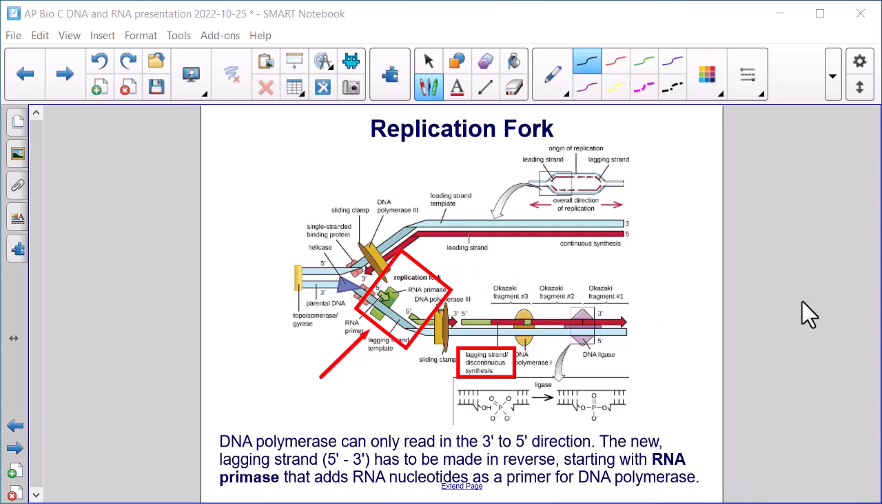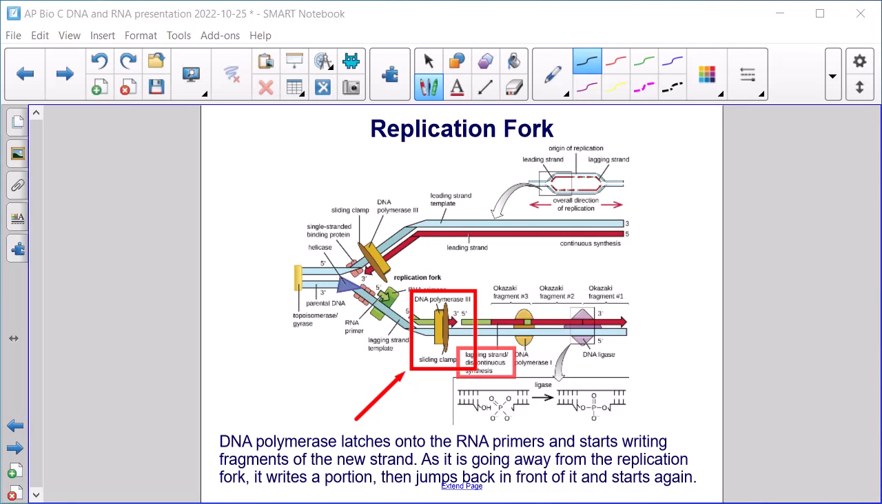The new lagging strand, 5' to 3', has to be made in reverse, starting with RNA primase that adds RNA nucleotides as a primer for DNA polymerase. So you can see here, RNA primase adding these RNA nucleotides as a primer for then the DNA polymerase to use as a template.